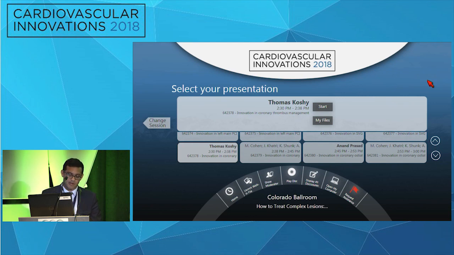But I think the bottom line with treating all of these is really it's a multi-pronged approach. It's a combination of pharmacologic, mechanical, and aspiration sometimes. But sometimes you may have more success with one or the other.